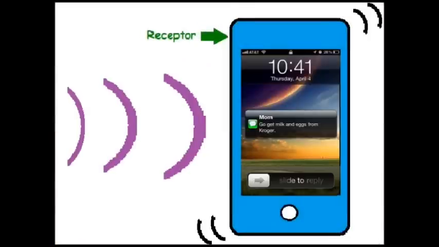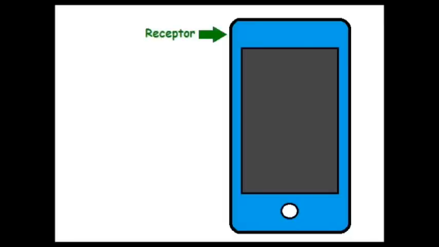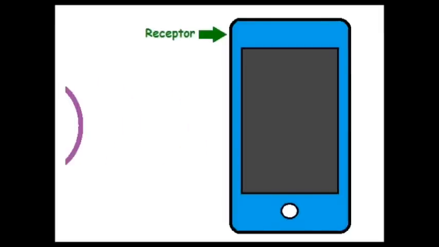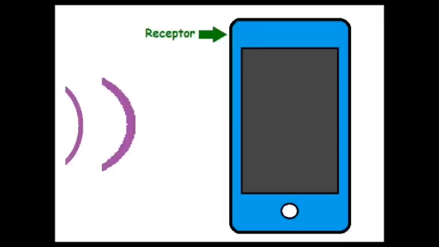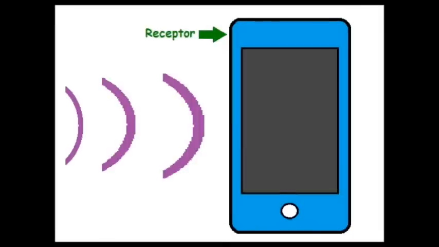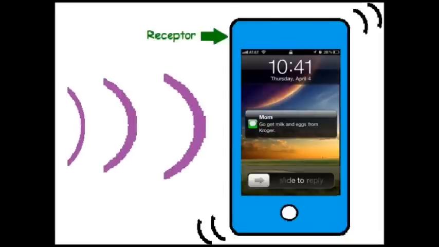Back to the first model. When your phone, the receptor, recognizes the incoming radio wave signals, it transforms the signal into a message that you could understand. The signal is transformed into a text message. "Go get eggs and milk from Kroger." This is like a signal transduction pathway.